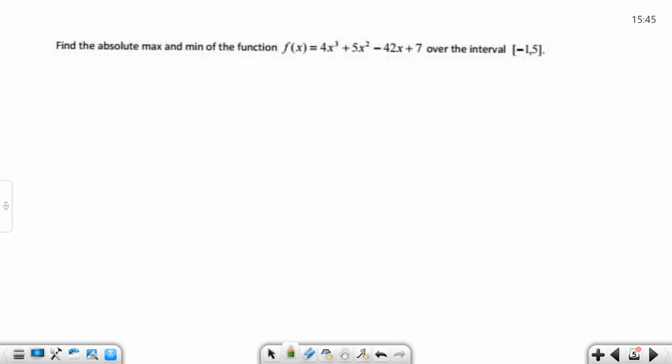Now the last one in this section that I ask you to do would be to find the absolute max and min of this function over the given interval.